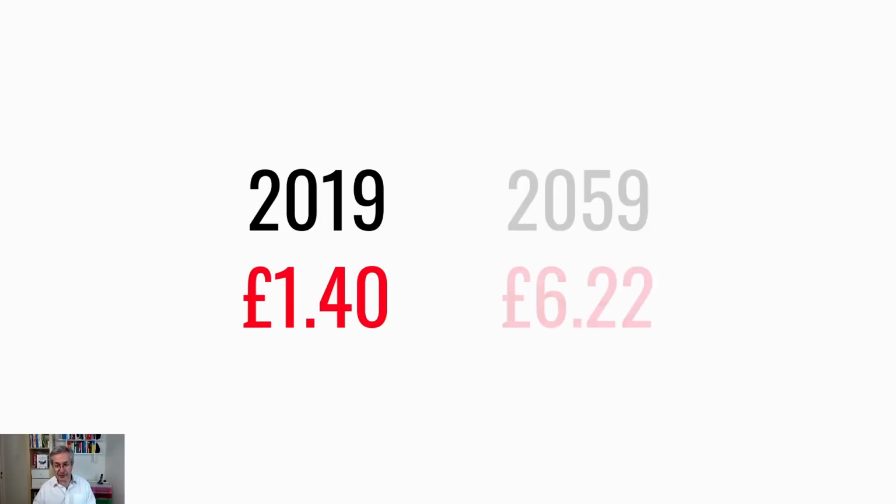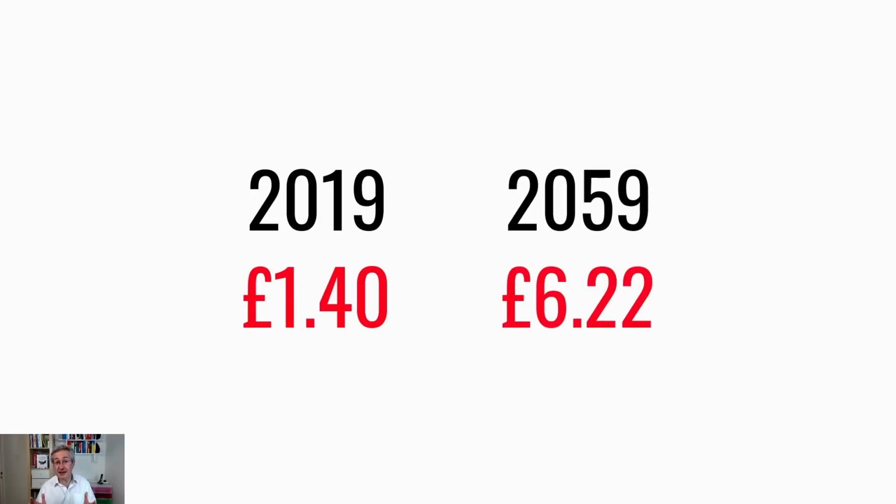In 2019, as I make this video, the price of a loaf of bread is about £1.40. But in 2059, in 40 years' time, that'll be worth £6.22. Now, if the rate of return on my investments doesn't keep up with the price of a loaf of bread, or more generally the inflation index, then in real terms, in terms of its buying power, I'm losing wealth over time. So inflation provides me with a hurdle that my investment returns must beat. If they don't, I'm going to be losing money in real terms.